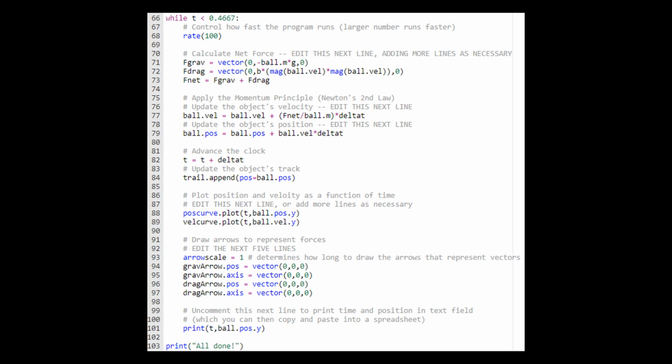So then for the net force, we just combine the force of gravity and the force of drag. And then for the velocity, it's the initial velocity plus the net force divided by the mass times delta t. And the position is the initial position plus the velocity times delta t. And both of those are from the formulas shown earlier, the velocity update and position update formulas.